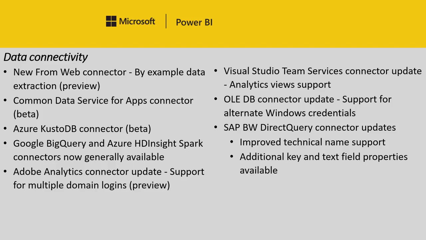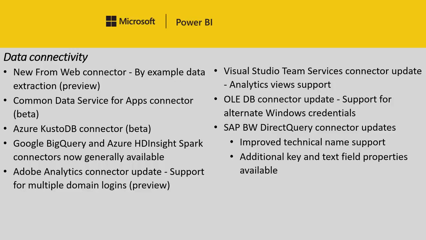I'm just going to read the list because there's a couple of them and I don't have them memorized. We've got the Common Data Service for Apps connector. We've got the Azure CosmosDB connector, and we've got the Google BigQuery and Azure HDInsight Spark connectors are both generally available. For the Adobe Analytics connector, there is actually support now for multiple domain logins. There is an item you're going to have to go check to enable this feature though, within the preview area.